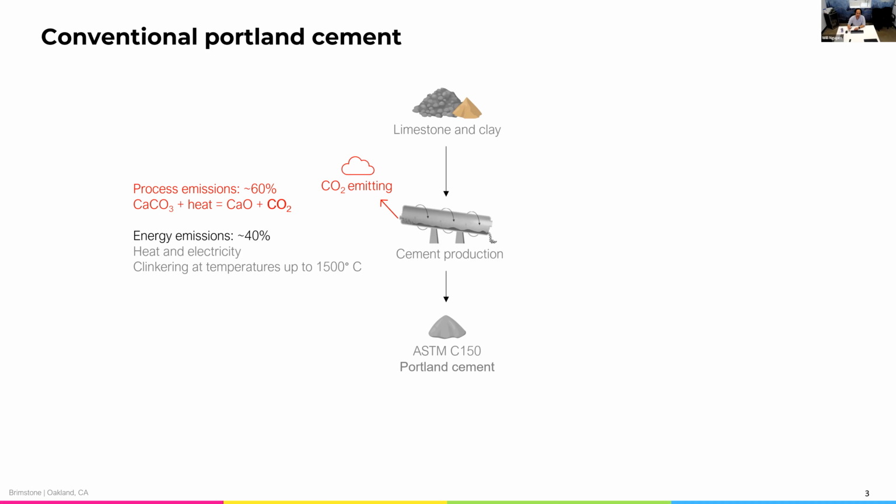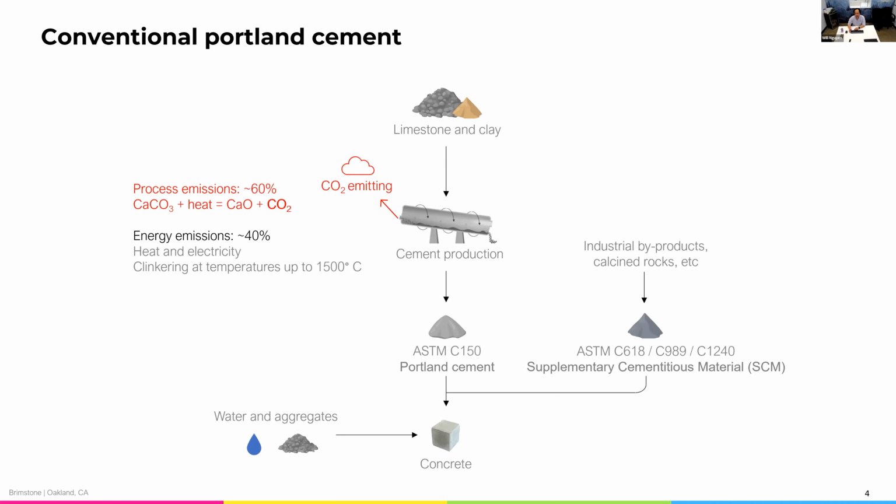So out of typical cement production in the United States, we will make ASTM C150 Portland cement, either type 1, type 2, or type 2, type 5 in most markets. And then what you could do at the ready mix level is include supplementary cementitious materials. These are materials that can be industrial byproducts like fly ash or slag, or calcined rocks like calcined clay or metakaolin. These have their own ASTM designations for specifications. And you can mix cement and SCMs in addition to water and aggregates, and then you'll get concrete out of that. And I'm pretty sure everyone understands this process fairly well.